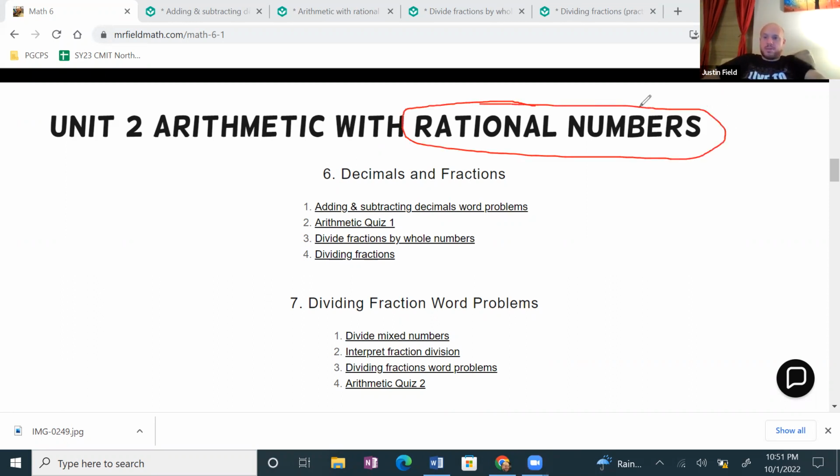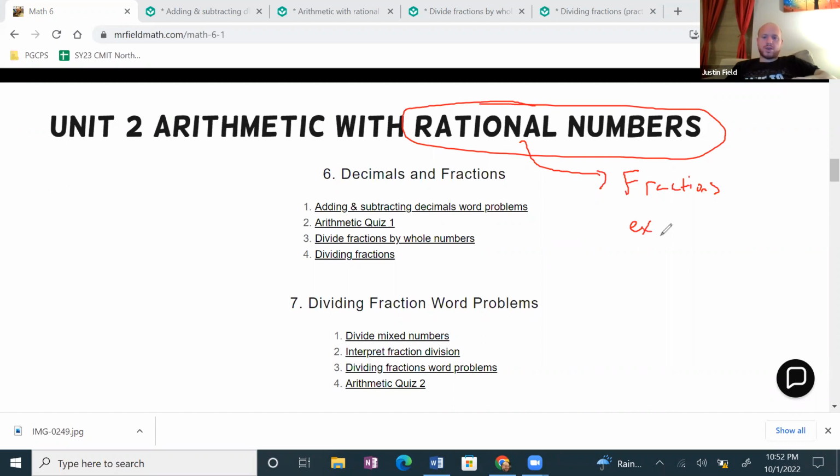What does that mean? Do you know what that means? Rational numbers, you can think of it as fractions. Okay? In general, a rational number is a fraction. But we can express fractions in different ways. For example, let me give you some examples of fractions.